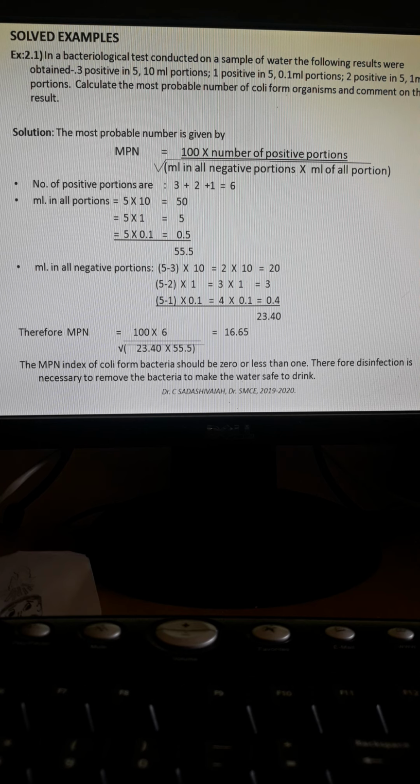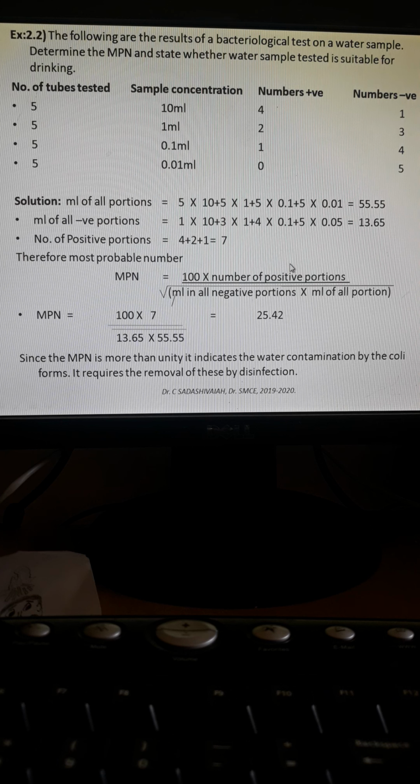And now we shall take another example, the next example. The following are the results of a bacteriological test on a water sample. Determine the MPN and state whether the water sample tested is suitable for drinking or not. See, the data has been given here in the form of a table. The number of test tubes tested is 5 in the first case, where the sample concentration was 10 ml, and the number of positive test tubes is 4, and the number of negative test tubes is 1.